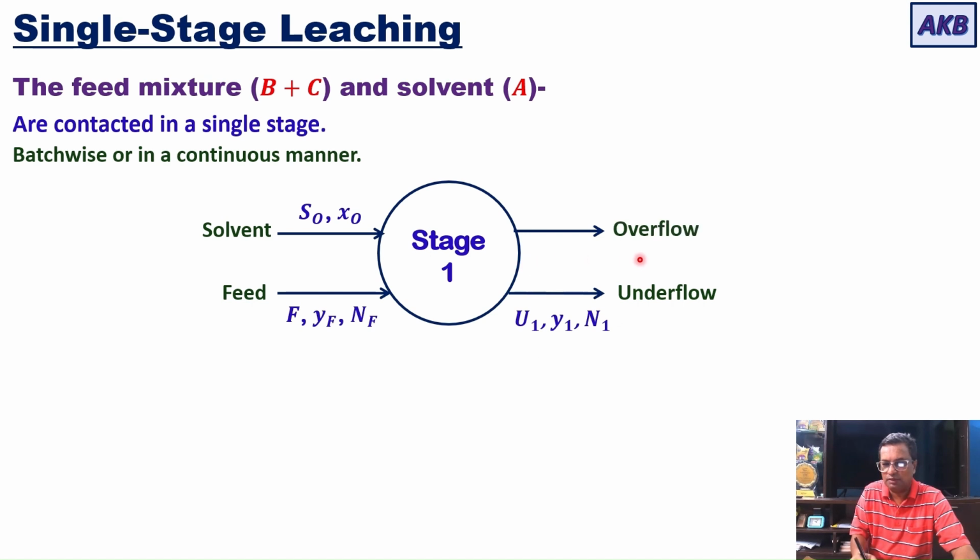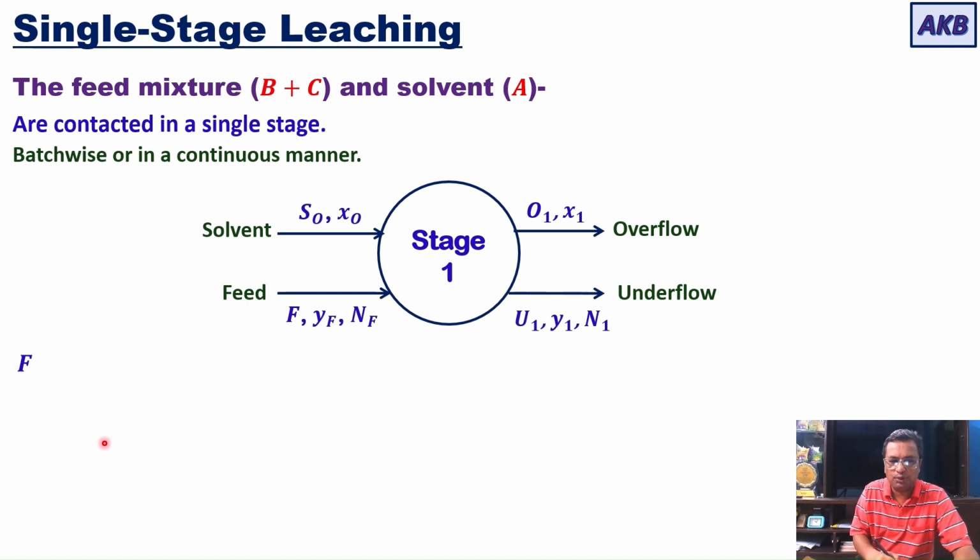Then the overflow will come out of the stage, and we are assuming that the phases, liquid and solid phases, underflow and overflow that come out of stage number 1, are in equilibrium with each other. That is, this stage is considered to be an ideal stage. If it was a real stage, then overflow and underflow may go close to equilibrium, but they will not be in exact equilibrium. But if the stage is ideal, theoretical, an equilibrium stage, then overflow and underflow will be in exact equilibrium with each other.